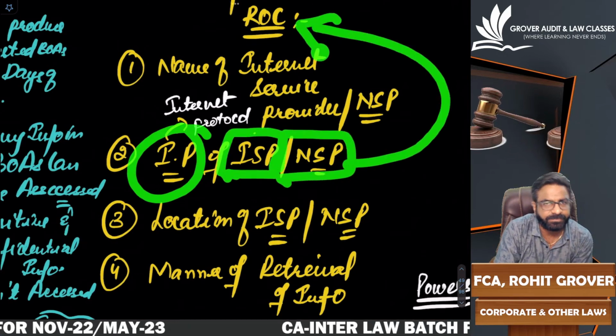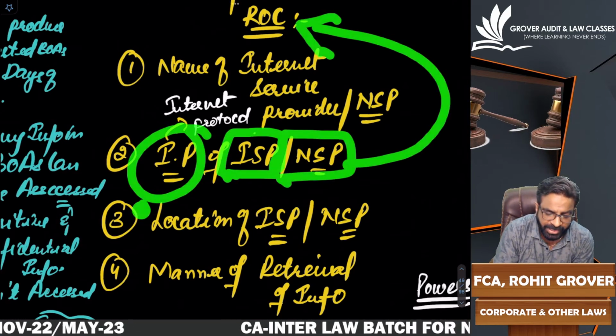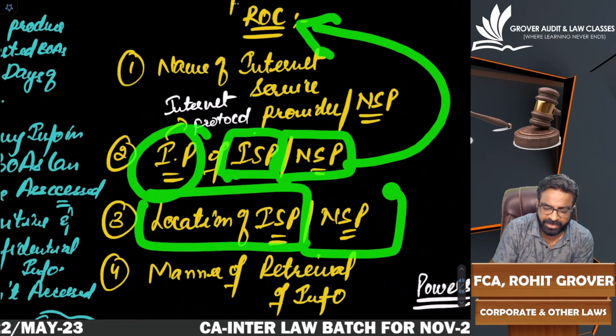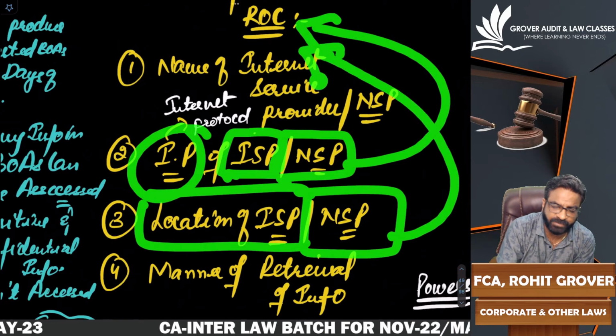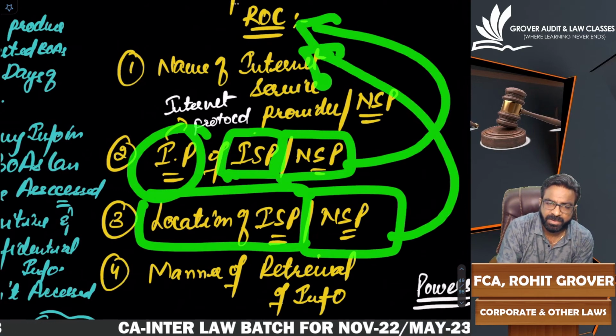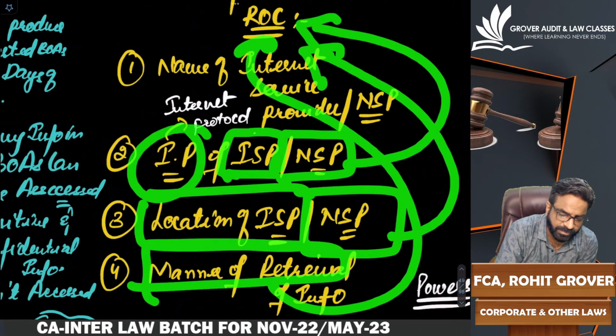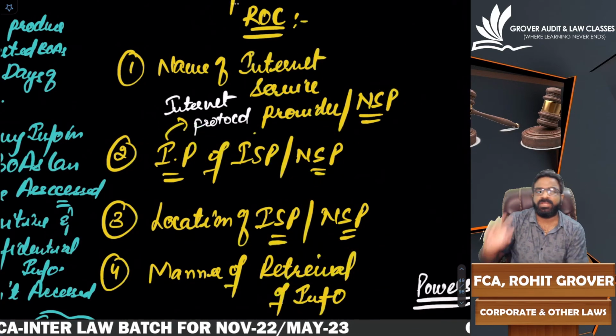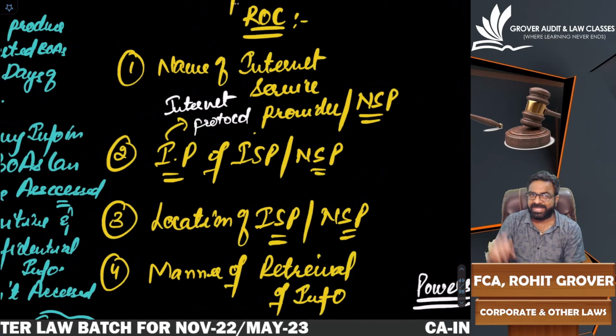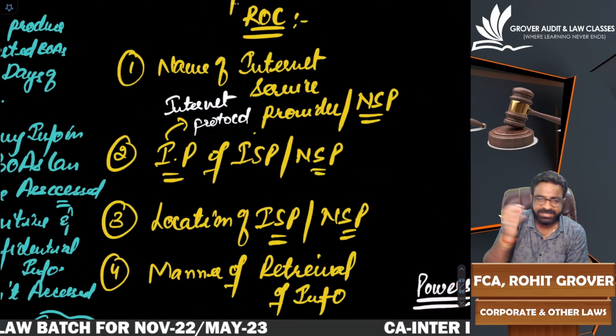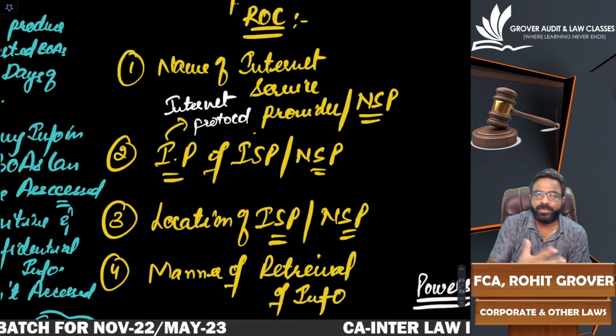have to file with whom? ROC. Location of your internet service provider and network service provider, that also you have to file it with whom? ROC. And manner of retrieval of information, that also you have to file it with whom? ROC. So there are 4 things you need to file with the ROC and 6 conditions to be satisfied. 6 conditions we already know, and 4 points you are going to tell me.